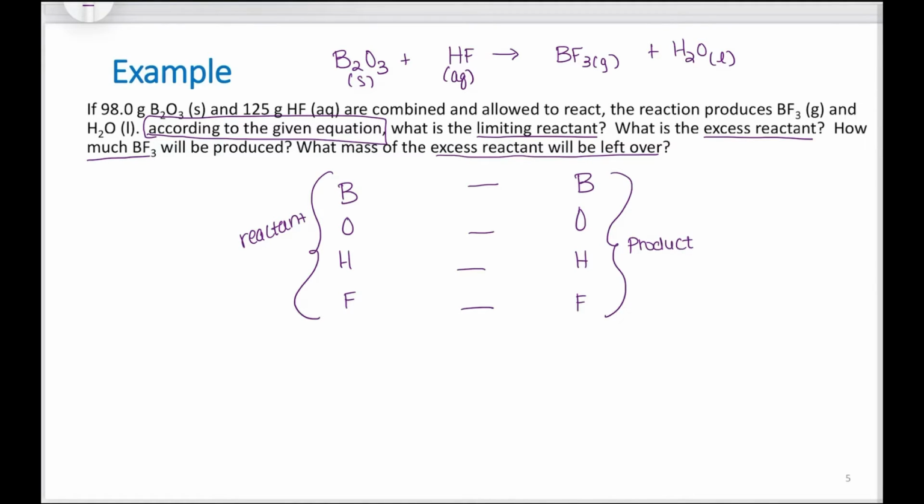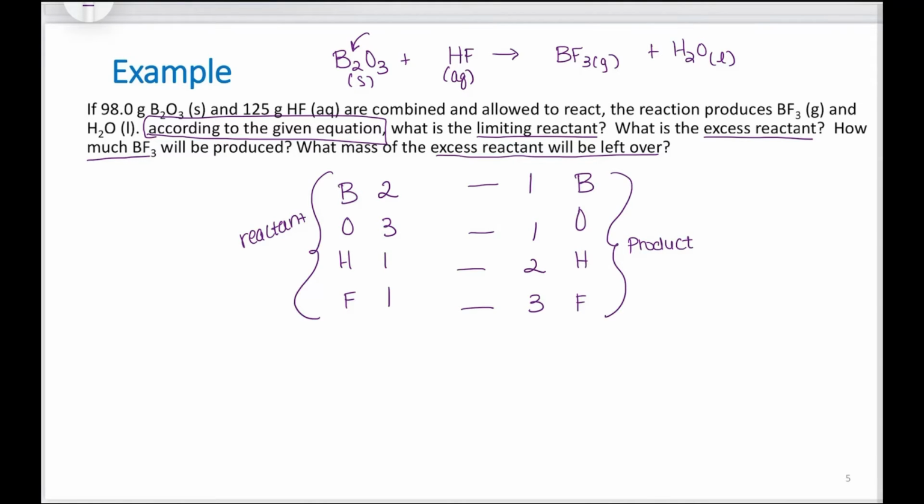And now I'm going to add up what I have on each side of the reaction. On my reactant side, I've got 2 borons, 3 oxygens, 1 hydrogen, and 1 fluorine. Remember, when you see a little subscript after an element like this, or after a species, it goes to the element or species in front of it. When I look at the other side of the reaction, the product side, I see I have 1 boron, 3 fluorine, 2 hydrogen, and 1 oxygen. So I need to go ahead and balance this.